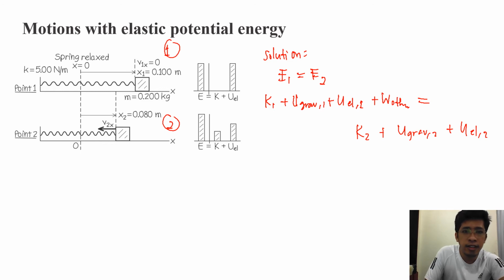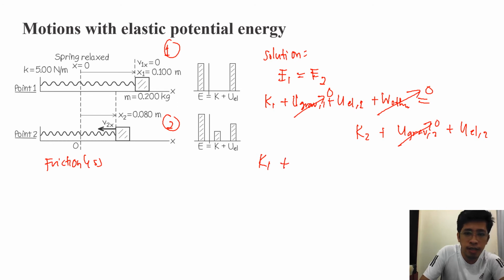But here, this is just at the horizontal. So that means we do not need these terms. We do not need your gravitational potential energy terms. So we just have your K1. And by the way, since this is a horizontal, frictionless surface, we do not also have W other. So what we are left with in your equation is K1 plus U elastic 1, equal to K2 plus U elastic 2.